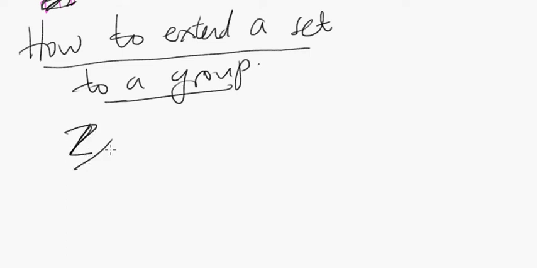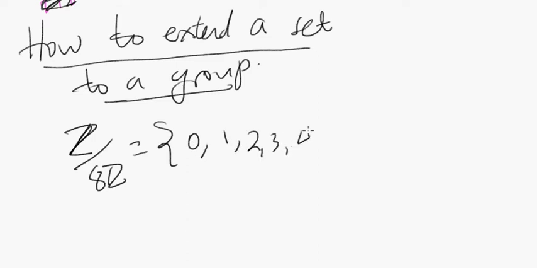Think about Z mod 8Z. Sure, Z mod 8Z. What elements does it have? 0, can we say it has 1, 2, 3, 4, 5, 6, 7?